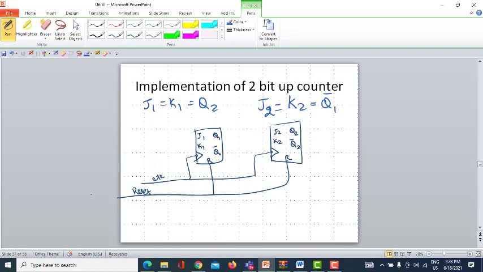Provided all the resets are connected together and all the clocks are connected together, because this is going to be your synchronous counter. So J1, K1 tie together, and J2, K2 also tie together, because J2, K2 is going to be your Q1 bar, whereas J1, K1 is going to be Q2. So, this is about the implementation of your up counter.